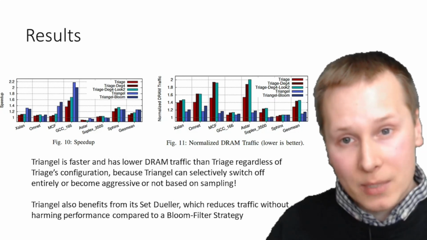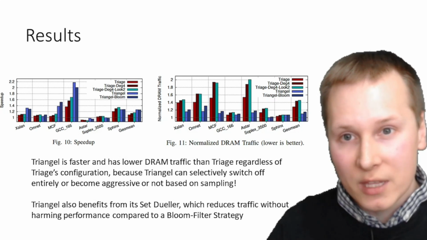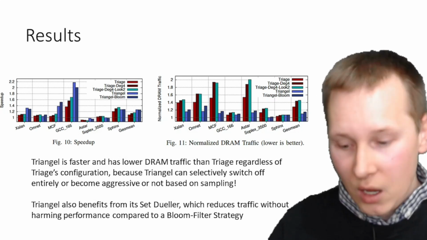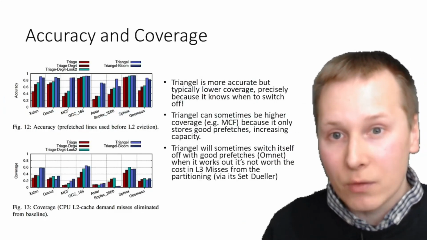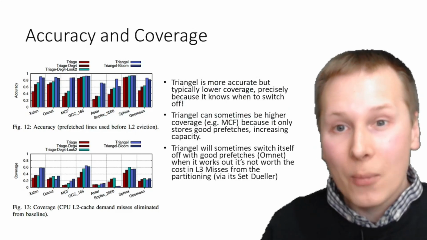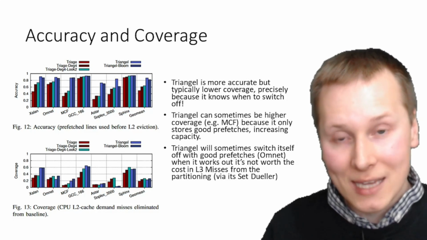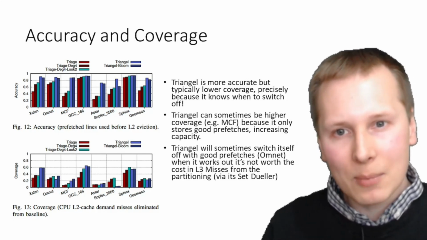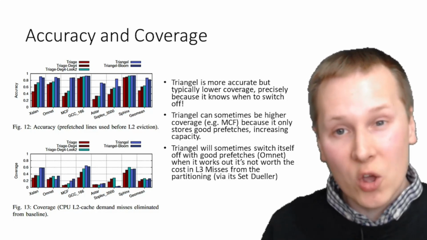A lot of that is from the samplers, but also some of it is from replacing that bloom filter with the set dueler. You'll note that for workloads like Omnet, what we see is that actually it's all very, very accurate. They are good prefetchers, but they're not worth the cost. So when Triangel with its set dueler can trade off L3 hit rates for Markov table hit rates, it often decides to switch itself off because it decides it just isn't worth the extra cost.